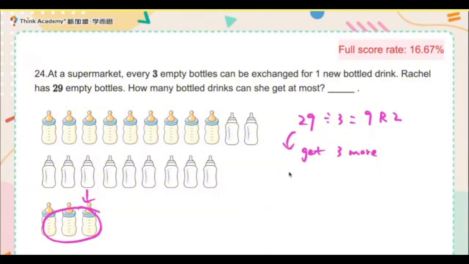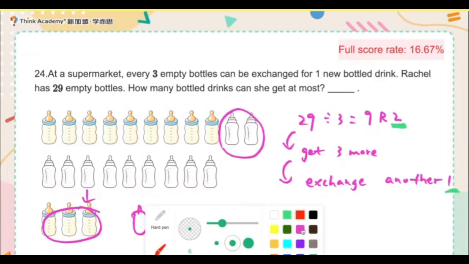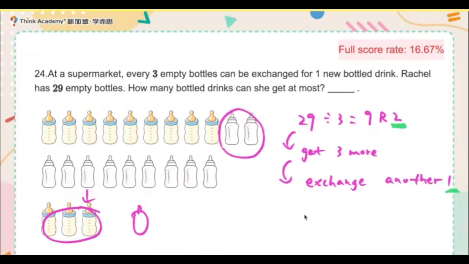And then the next step, after we get these 3 more and drink all of them, we can exchange another one. And then after we exchange another one, we can also combine with these 2 empty bottles. This one can be combined with this one, right? So we can see in total, there will be 9 plus 3 plus 1 plus 1. That will be 14 bottles.